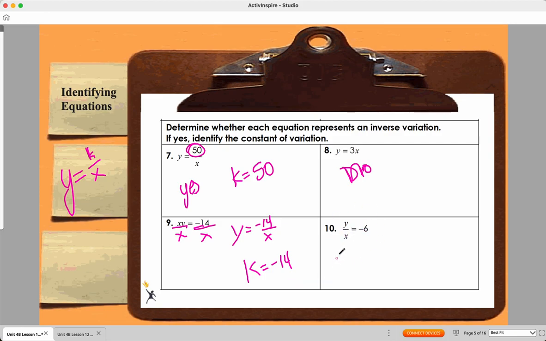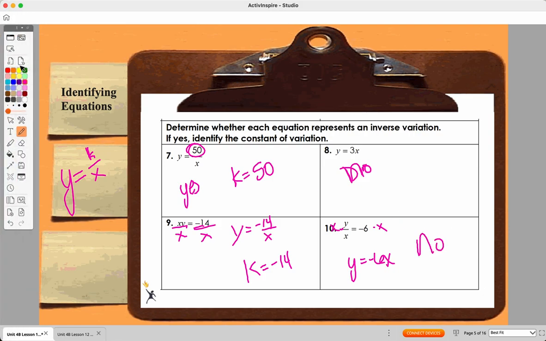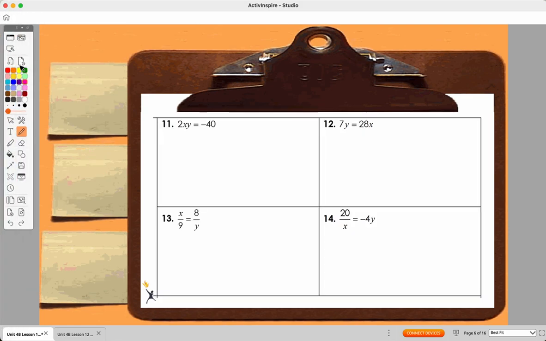But if I look at number 10, to get rid of the divided by x, I've got to multiply by x. I get y equals negative 6x, and this is not direct variation once again. All right, take a moment and try these 4 problems, deciding whether they're inverse variation or something other than that. And if it is inverse variation, what is the constant of variation k?